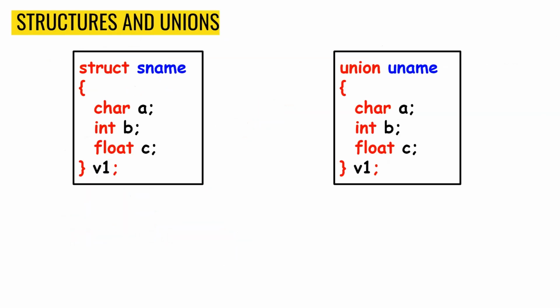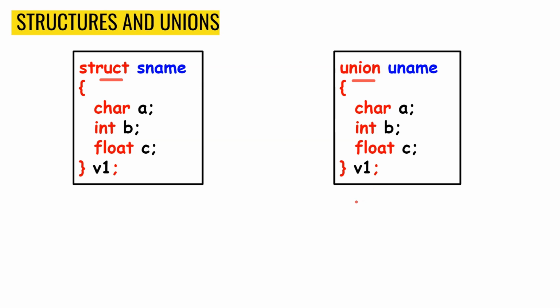Let us discuss the similarities and differences between structures and unions. As we already know, both structure and union are used to create user-defined types. They differ in their keyword, struct and union. Otherwise, defining a structure, defining a union, creating variables for structure, creating variables for union, they are similar. Both are used to store heterogeneous data, that is, data of different data types.